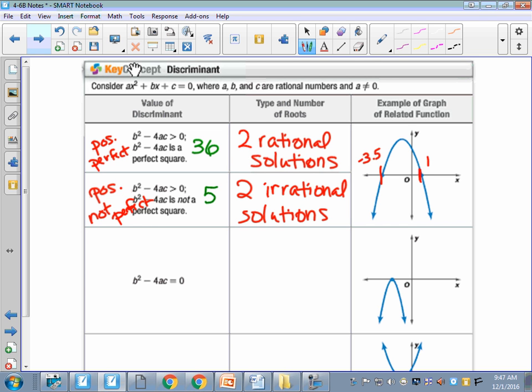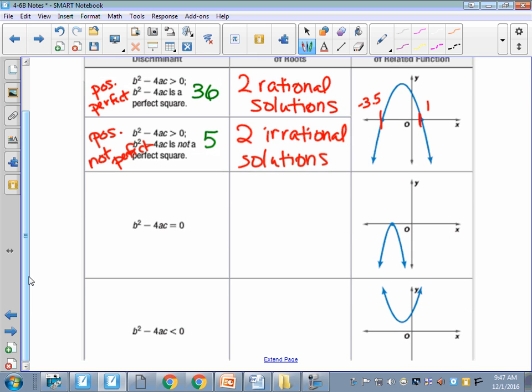So positive, perfect, two rational solutions. Positive, not perfect, two irrational solutions. Another scenario, what if the discriminant actually equals 0? If you think about it, this is the number underneath the radical. The square root of 0 is just 0, so the whole plus or minus this radical disappears. And so what's going to happen is if your discriminant equals 0, you're only going to get one solution. And it's going to be one nice rational solution.